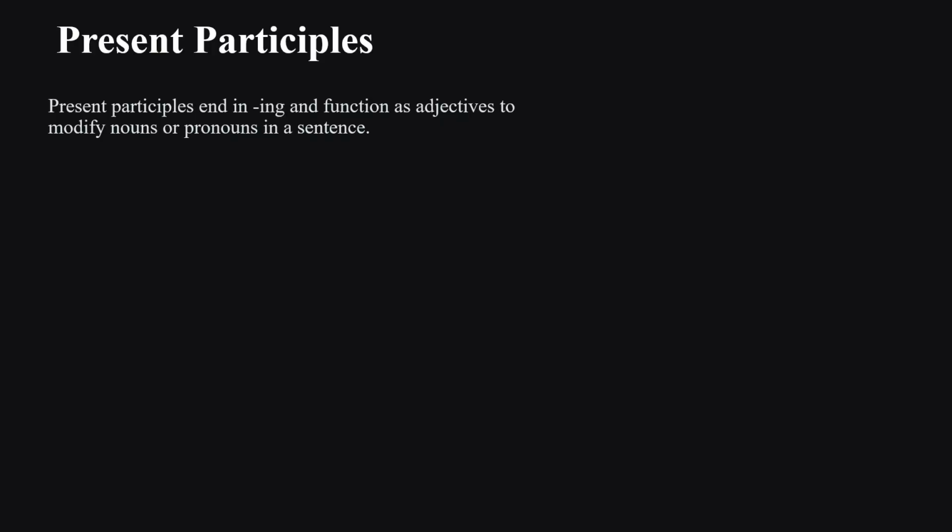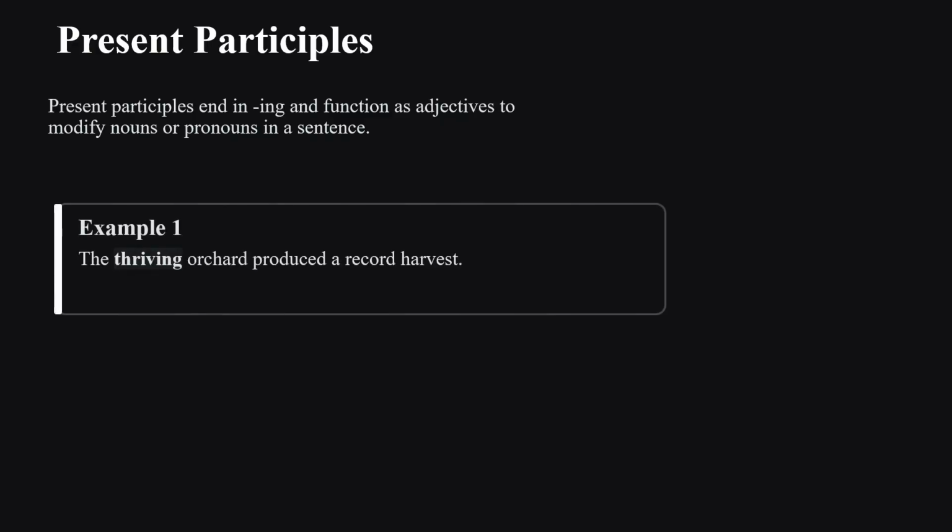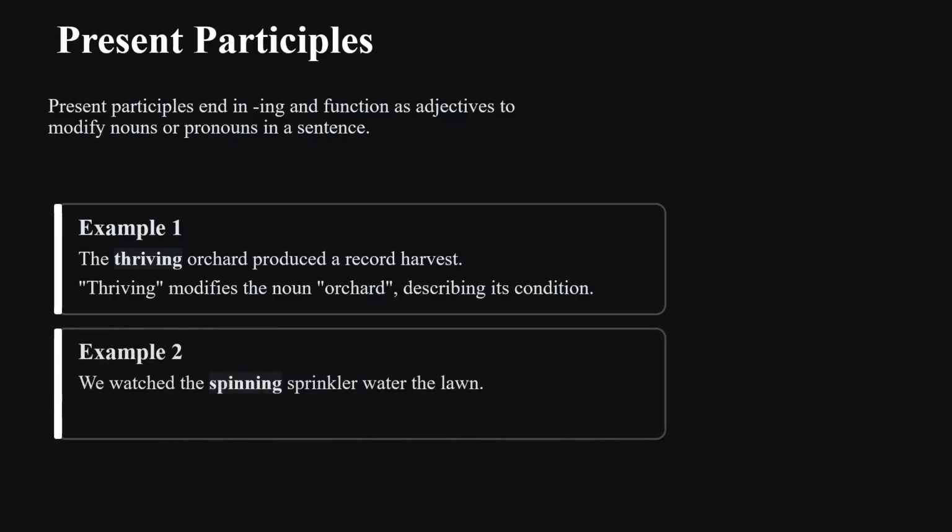They act as adjectives. Look at example number 1, the thriving orchard produced a record harvest. The word thriving describes the noun orchard. What kind of orchard? A thriving one. Another example, we watched the spinning sprinkler. Here, the word spinning modifies the noun sprinkler. What kind of sprinkler? A spinning one.